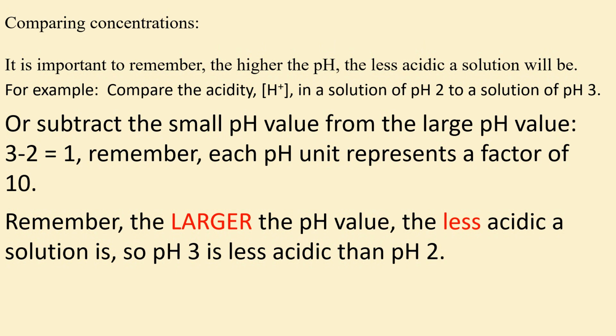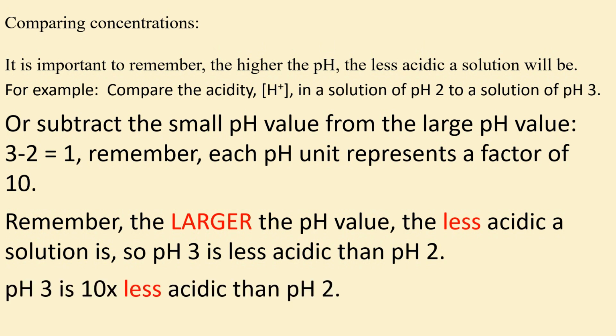Remember also that the larger the pH value, the less acidic a solution will be. So the solution of pH 3 is less acidic than a solution of pH 2. The pH 3 solution is 10 times less acidic than a solution of pH 2.